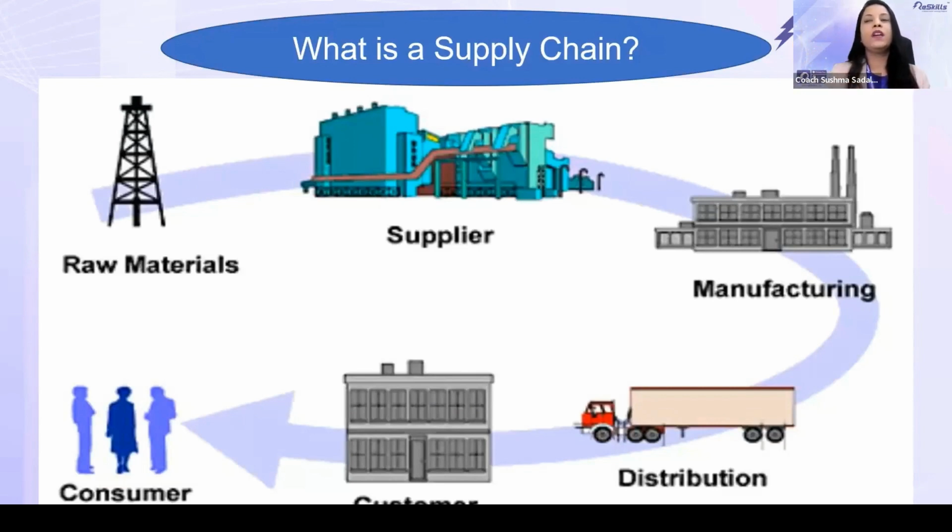Like for example, let's say a manufacturer is manufacturing chips as well as cold drinks. All right. So now what happens?